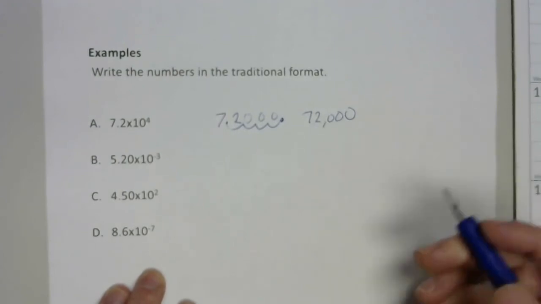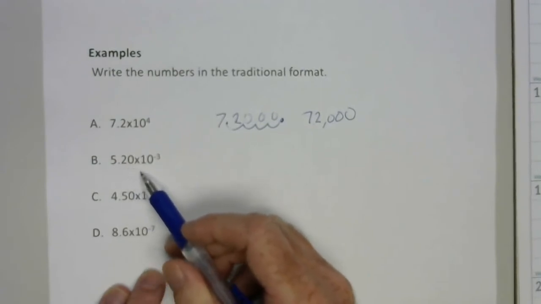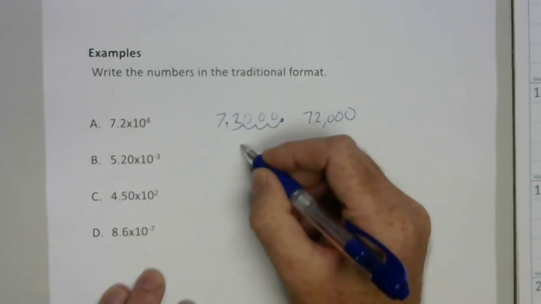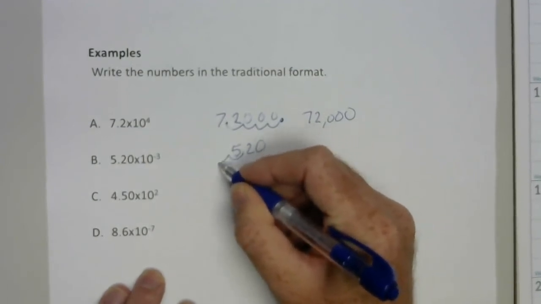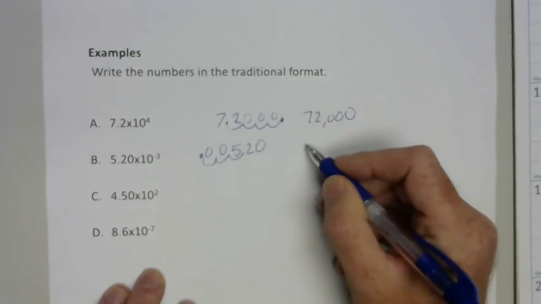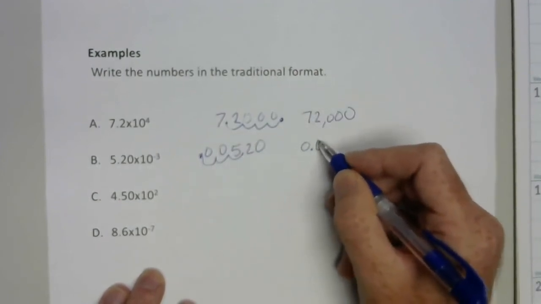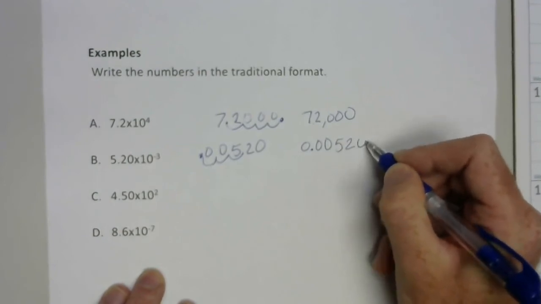So we're good. Now this is to the negative third, 5.20 times 10 to the negative third. So if we got 5.20, we're going to go 1, 2, 3. So now the decimal point is there and you fill in the 0. So we got 0.00520.